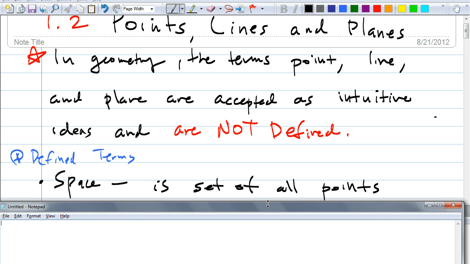Okay? It's talking about 3-dimensional space, right? Set of all points, right? You can think about space. This is how they define it. Set of all points, right? If you have all points in this 3-dimensional space, that's what space is. Set of all points. Okay. So write it down. I'll wait.